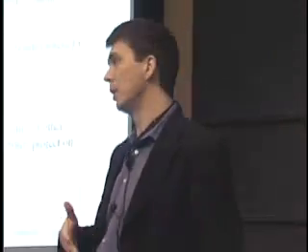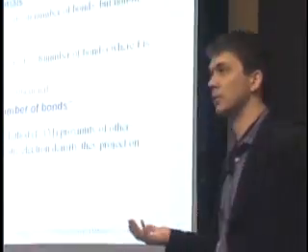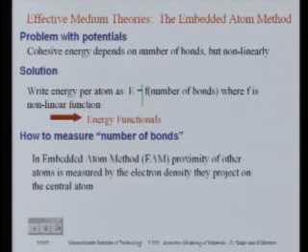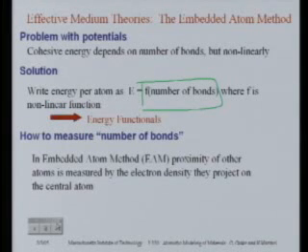If you understand the source of the problem, that our energy should not be linear with coordination, that's what you're going to fix. So in these models, you write the energy per atom as a function of the number of bonds around it. It's just that F should not be linear. And so that's why they call it energy functionals rather than a pair potential.